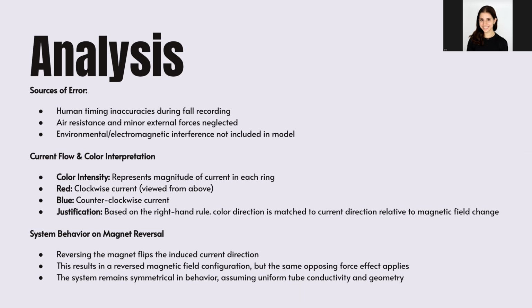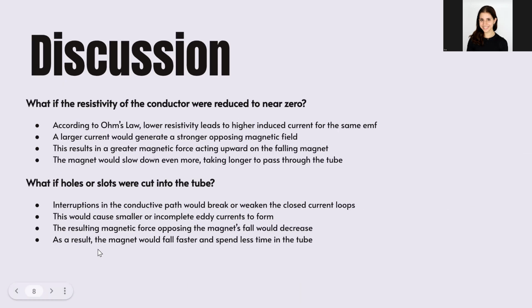And if you reverse the magnet, this would flip the induced current direction, and this would result in a reverse magnetic field configuration, but the same opposing force effect applies. And the system remains symmetrical in behavior, and this is assuming uniform tube conductivity and geometry.